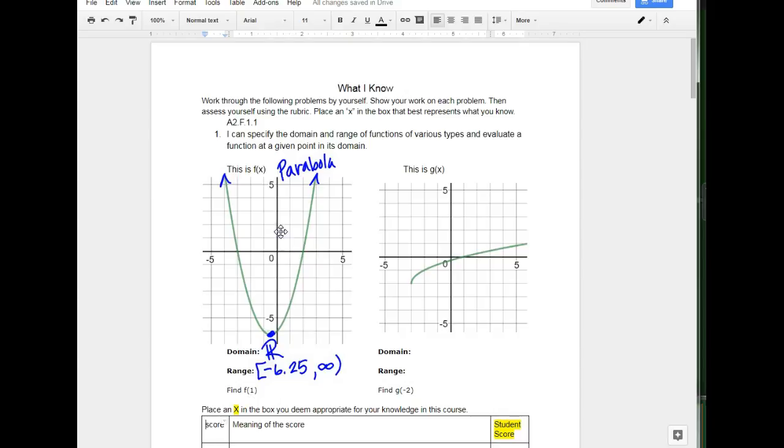All right, find f of 1 means when x is 1, notice the 1 is in the x slot. So when x is 1, what's y? That's the question that it's asking. So when x is 1, I'm going to put a dot on the graph and let's name it (1, -4). So when x is 1, y is negative 4. All right, hope that makes sense on that one.